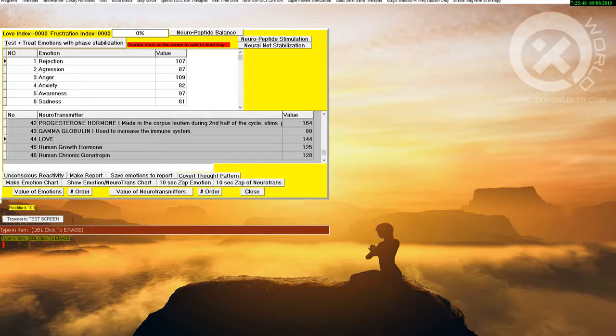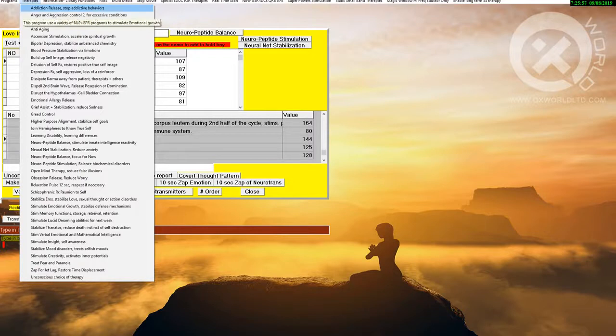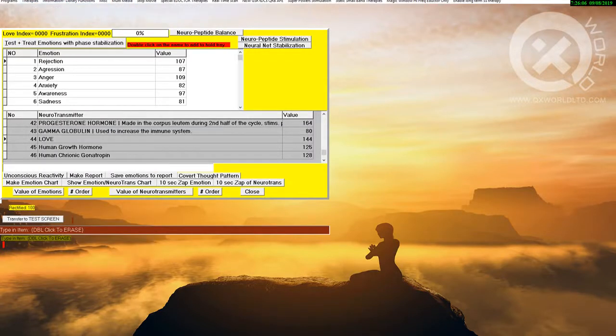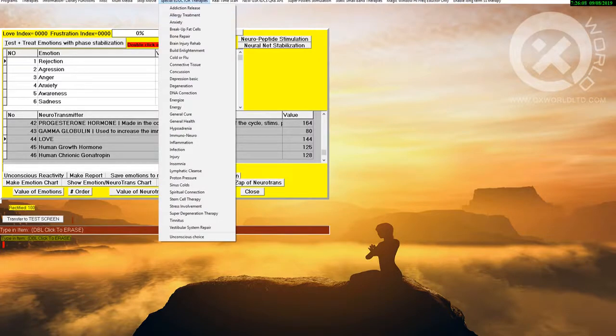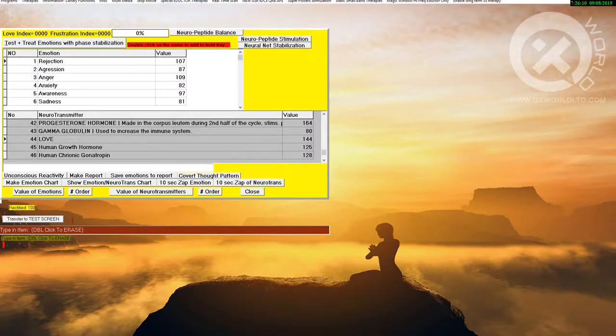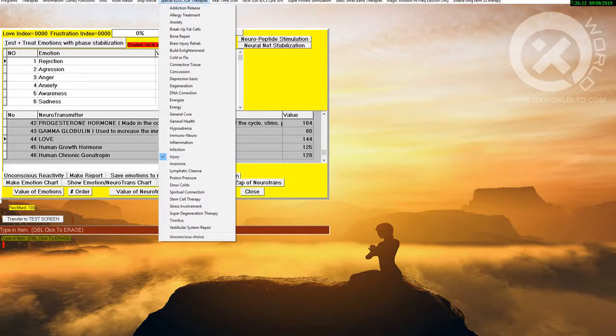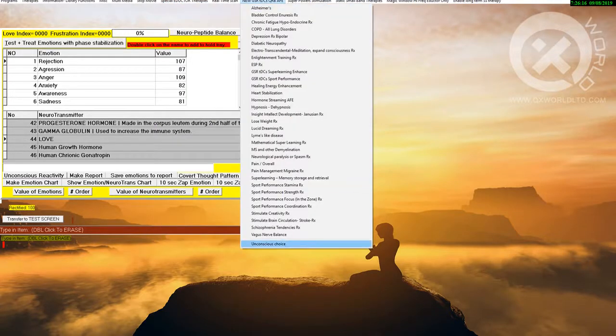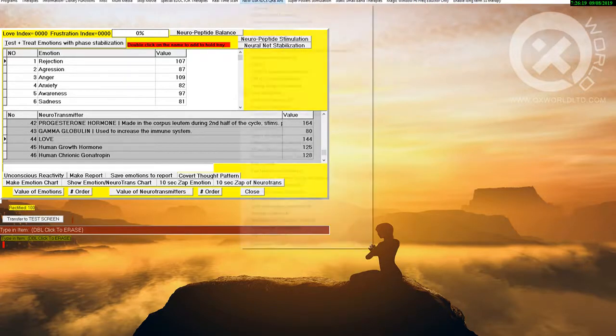And I can look at the love index and the frustration index. I look at all the neuropeptides, and in here I have a list of all emotional therapies that I can do. I can even ask the unconscious mind what it is that the person needs. And I have plenty of others, like in here, I can always ask the unconscious mind what it is that the person needs. And here it's about injury, and injury we're also including emotion. I will show you how all of this is working.